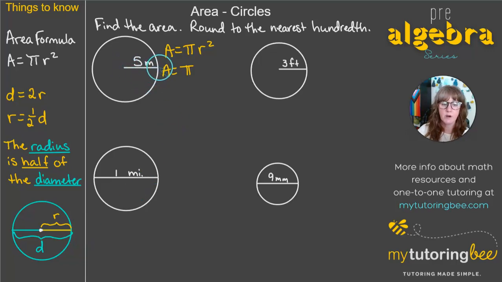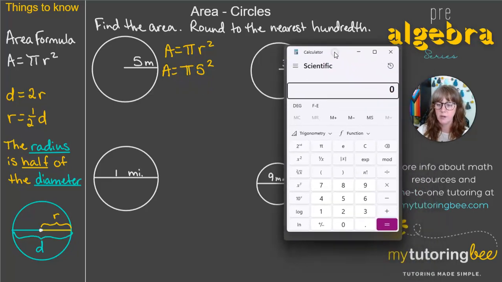So we can see here that our radius is 5. So we've got 5 squared. Now, one common mistake that I see students making is multiplying pi times 5 first and then squaring. We do want to follow order of operations. So 5 is the only thing that is being raised to the exponent of 2. So we want to do that exponent first, and then we're going to multiply times pi.